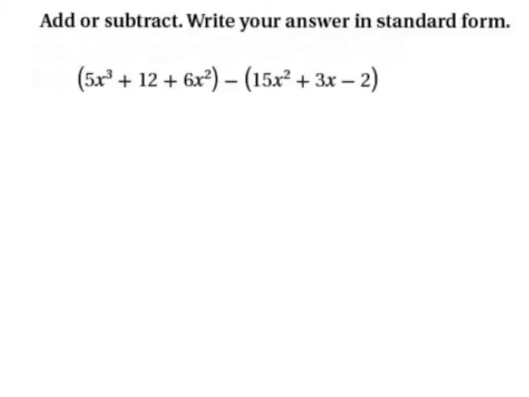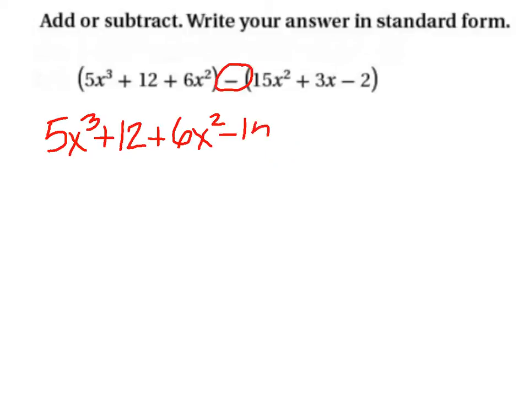Add or subtract, write your answer in standard form. This one is subtraction, which means you're going to leave the first term the same, 5x cubed plus 12 plus 6x squared, and then change the sign of everything in the second quantity because of this. Minus 15x squared minus 3x plus 2.